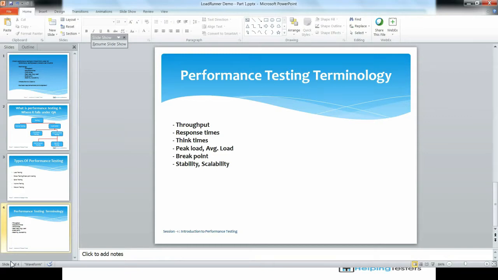Now let us look at the various performance testing terminologies that we use in our daily life as a performance tester. The very first thing we look at is throughput. In general terms, throughput is the amount of data being transmitted from one location to another. Let's say you take a traffic signal, and in one minute 100 vehicles pass through it. So we can say that the traffic signal throughput is 100 vehicles per minute.